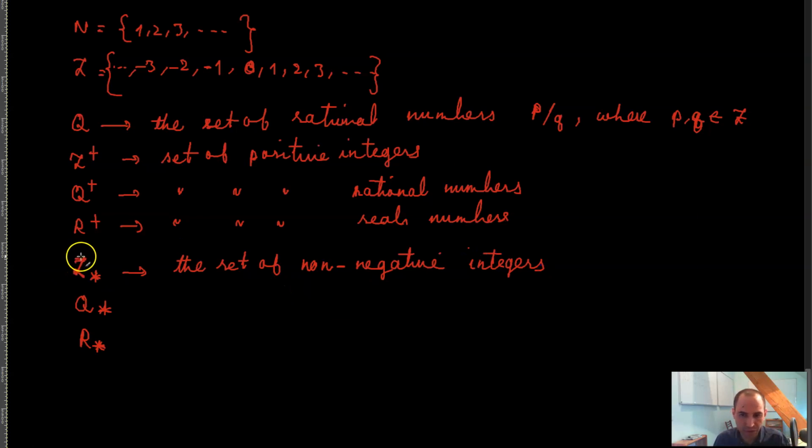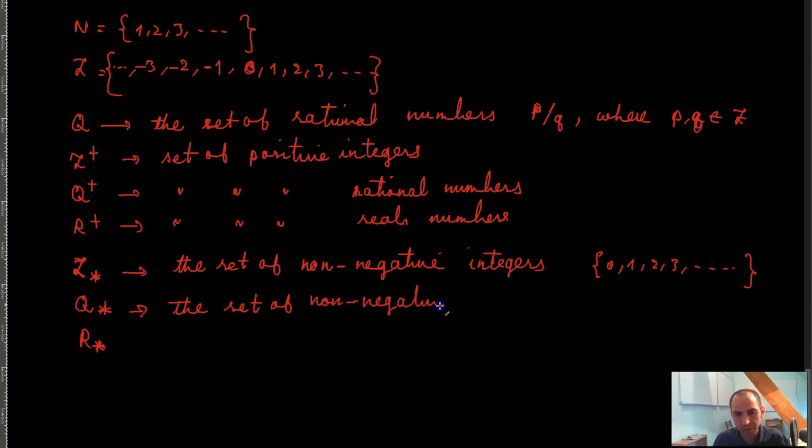This is the set of non-negative integers, meaning that it's just not negative, meaning that you have 0, 1, 2, 3, and so on and so forth. This is the set of non-negative integers. This is the set of non-negative rational numbers. The definition would be the same, except that p by q, where p and q belong to Z, such that p by q is not less than zero.